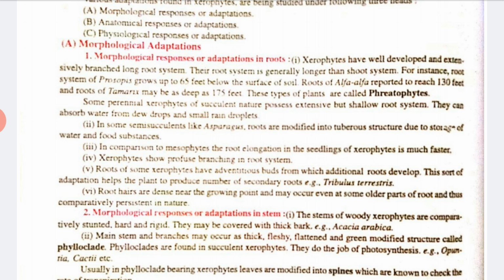Now morphological responses or adaptation in the stem. This was the role of the root. On the basis of stem, the stems of woody xerophytes are comparatively stout, hard and rigid. They may be covered with a thick bark. The stem may also occur as an underground modified structure to store food and take part in reproduction. For example, we have Asparagus. This is the name of the plant.